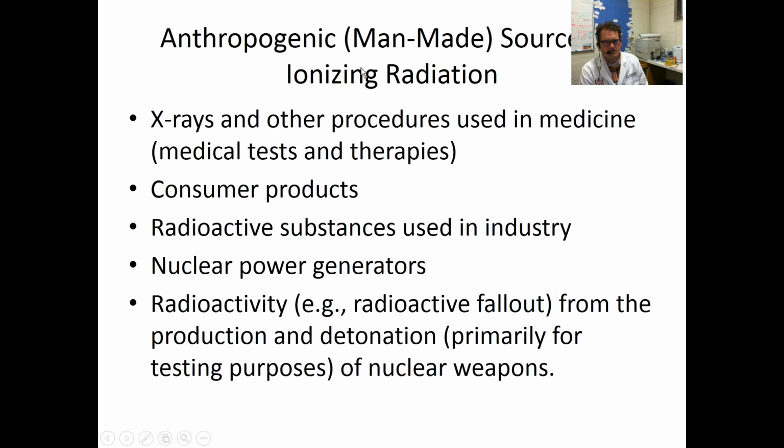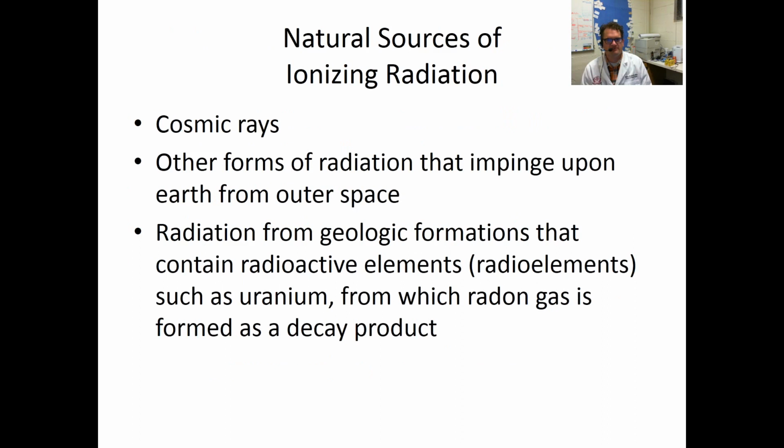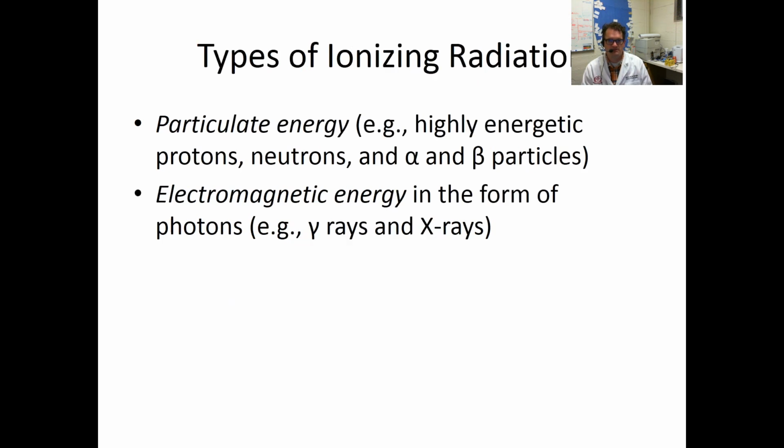There are anthropogenic sources of ionizing radiation and non-anthropogenic. The man-made or people-made sources include X-rays, consumer products, nuclear power generators, and then nuclear weapon-related things. And then there are natural sources: radiation from geologic formations, radio elements such as uranium, and you get radon gas as a decay product. Also, cosmic rays and other types that come from outer space.